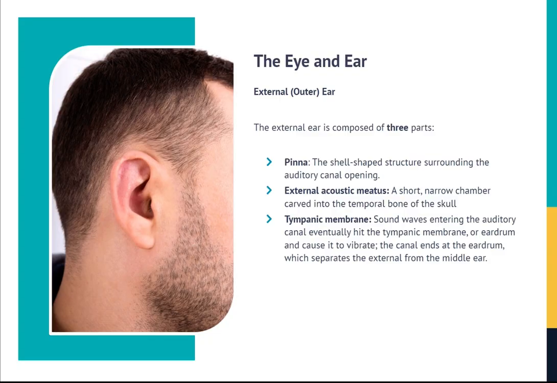Tympanic membrane. Sound waves entering the auditory canal eventually hit the tympanic membrane, or eardrum, and cause it to vibrate. The canal ends at the eardrum, which separates the external from the middle ear.